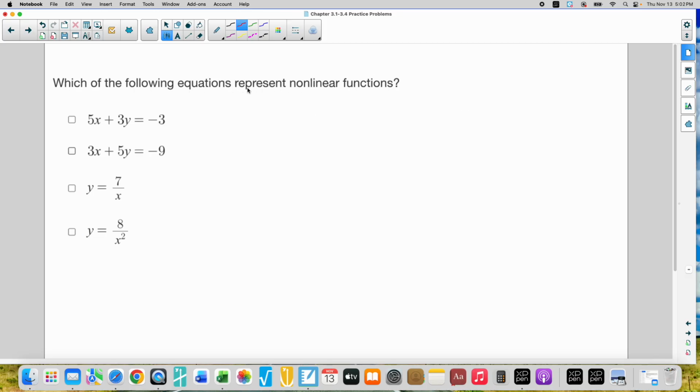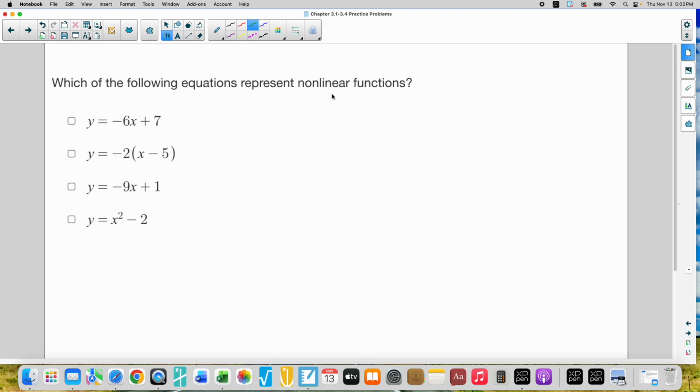Which of the following equations represent nonlinear? So nonlinear can be in the denominator. Everything that is not x to the first. So this is x to the first, so that's no, that's not nonlinear. This is x to the first. This is x in the denominator. Yes, that's nonlinear. And this is x in the denominator and it's squared. So that is a nonlinear function.